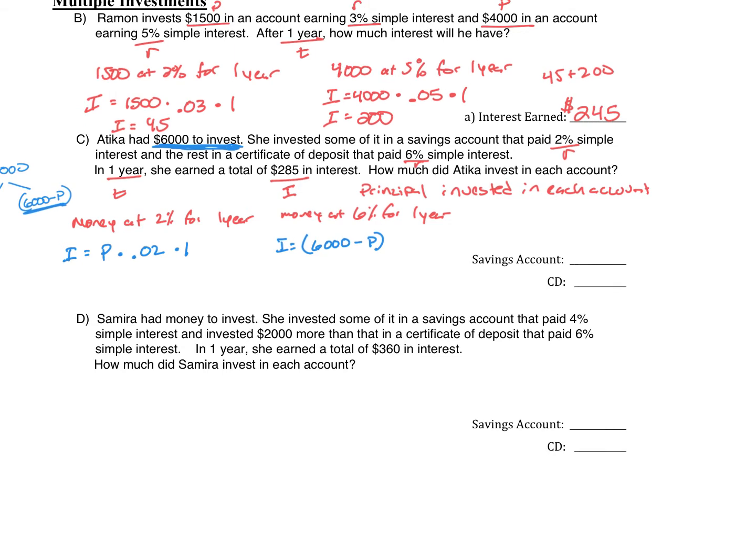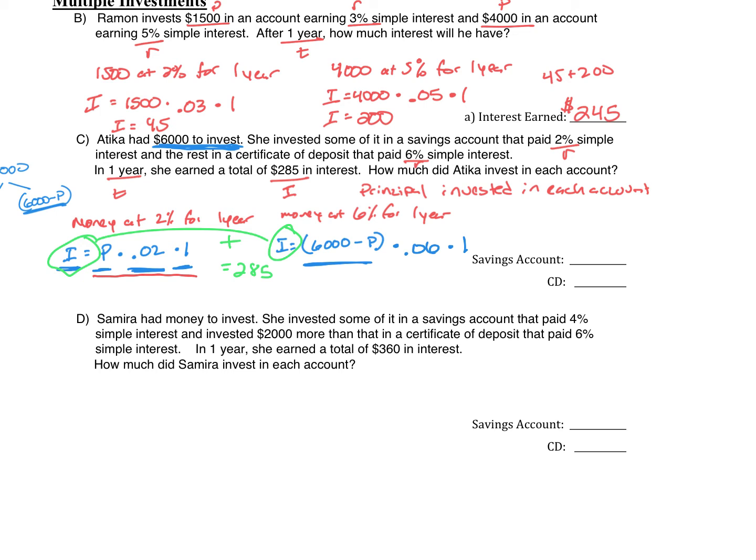So again, the first account, we're keeping it simple. The interest earned is the principal amount times 2%, or 0.02 as a decimal, times 1 year. The second account is 6,000 minus P times 6%, which would be 0.06, times 1 year. Now, we know that the interest from this account plus the interest from this account together has to equal $285. So let's see if we can simplify these equations a little bit and set this up.